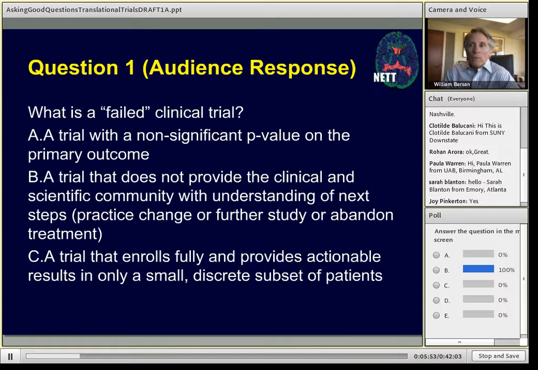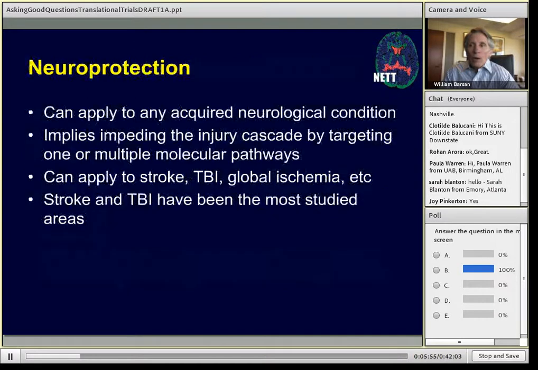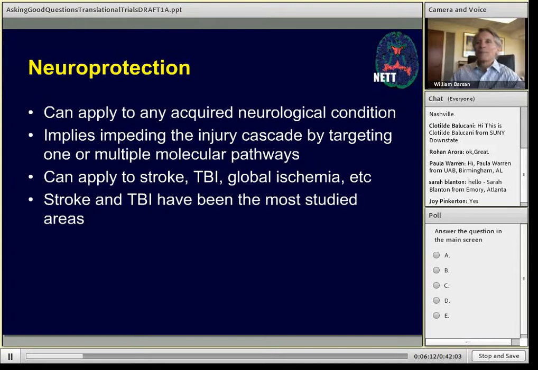Is it a trial that doesn't provide the clinical and scientific community with an understanding of the next steps? Or is it a trial that enrolls fully and provides actionable results, but only in a small, discrete subset of patients? So everybody, if you haven't voted, please go ahead and vote. Looks like we didn't fool anybody on that one. Yes, obviously it's the trial that really doesn't help you to understand what's going on with that problem.